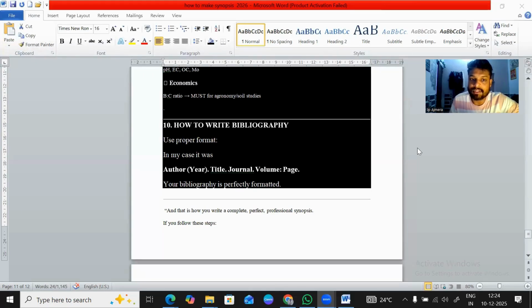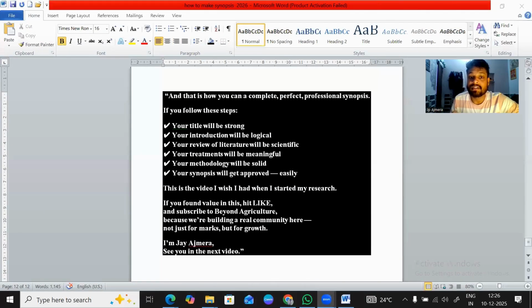Next topic, we need to understand how to write the bibliography. Use a proper format. In my case, it was author, bracket, year, title, journal, volume, page. Your bibliography should be perfectly formatted. It is mandatory. And that's how you can make a complete, professional synopsis. If you follow these steps, your title will be strong, your introduction will be logical, your review of literature will be scientific, your treatments will be meaningful, your methodology will be solid, and your synopsis will get approved very easily.